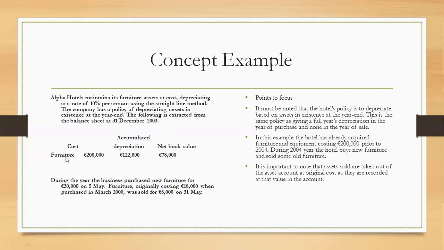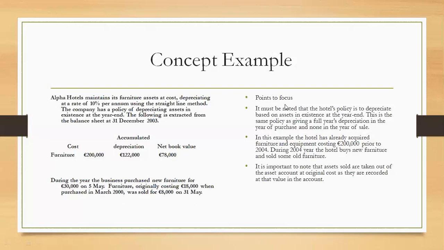The following is extracted from the balance sheet at 31st December 2003. This is the data. Cost of furniture 2 lakh, depreciation 1,22,000, net book value is 78,000. See what happens afterwards. During the year, the business purchased new furniture for £30,000 on 5th May. This is the additional furniture which they bought during the year. And the furniture originally costing 18,000 when purchased in March 2000 was sold for 8,000 on 31st May. So you have seen there is additional purchase of furniture and there is disposal of furniture also.